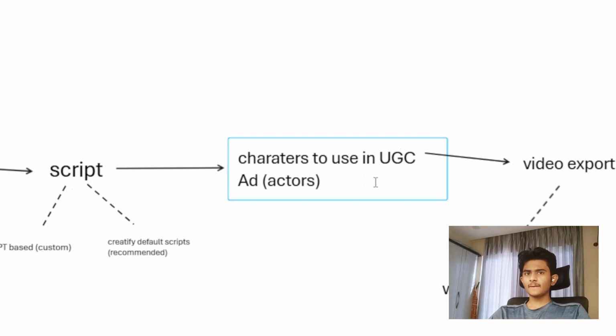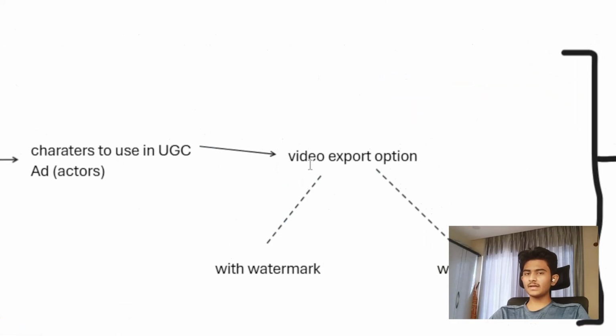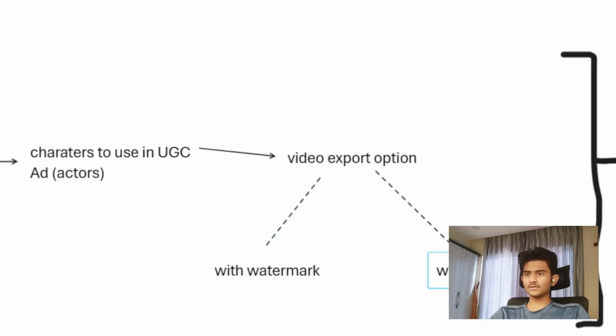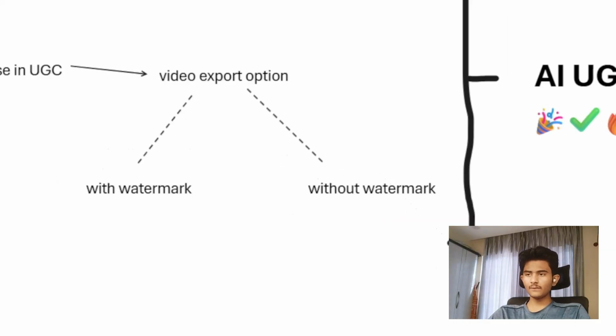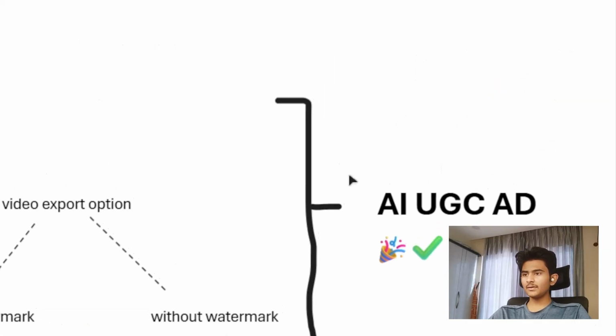And then we need to choose the character which we are going to use in this ad. I used two characters over there. And then we have two options, with watermark or without watermark. With watermark you get a perfect lip syncing, but without watermark you don't get lip syncing. You are just shown the preview of the whole video, and there is not even the option of downloading it. You must be wondering how I did the video for free without the watermark.